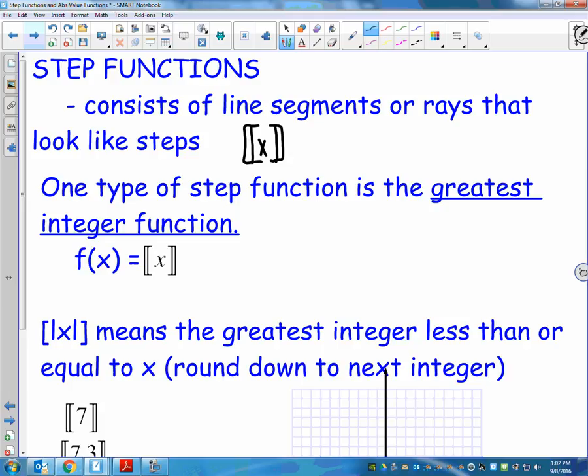So what does that mean? It means that for every number that you plug into this problem, the output is the greatest integer less than or equal to x. Or, easier to remember, you always just round down to the next integer. So for every number you plug in, if it's not an integer already, you round down to the next integer.